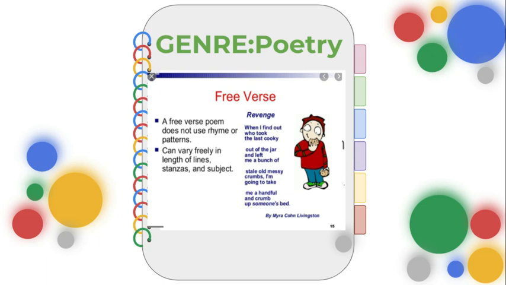So, the genre that we're going to be working with, and again, genre, just as a brief reminder, is the type of stories that we're going to be reading, which is poetry. Specifically, we're going to be talking about two different types of poems. The first poem is a free verse. If you're asking my opinion, free verse is a little bit harder to read. A free verse poem does not use rhyme and it doesn't typically have patterns. It can vary in length of lines, stanzas, and subjects.